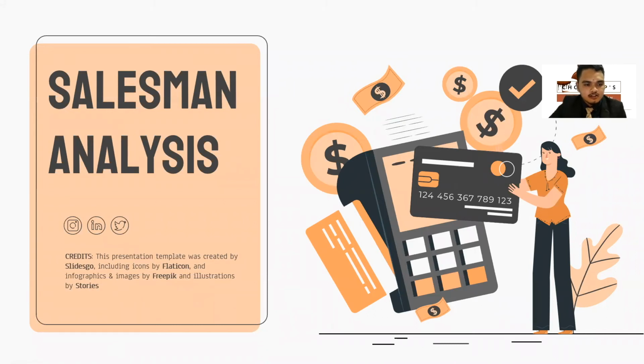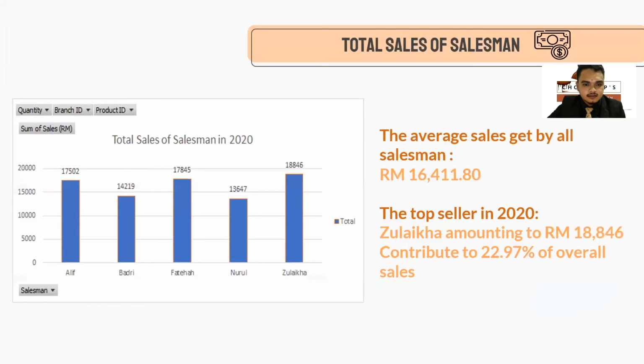Okay, now let's continue with the salesman analysis. This is the total sales of the salesmen of our company in 2020. Our company consists of 5 salesmen, which are Alif, Badri, Fatiha, Nurul and Zulaika. Their average sales in 2020 is about 16,411 ringgit and 80 cents.